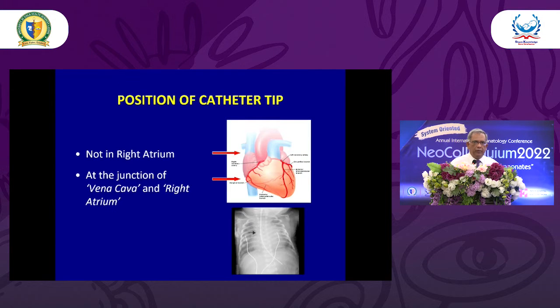Where should the tip of that catheter be? Very easy. It should not be inside the heart. It should be at the junction of the vena cava and right atrium. This is the right atrium, this is the superior vena cava, and this is the inferior vena cava, and it should be at the junction of the inferior vena cava and right atrium, or the superior vena cava and right atrium, and it should not be inside the atrium. If you can see, this is the right place.